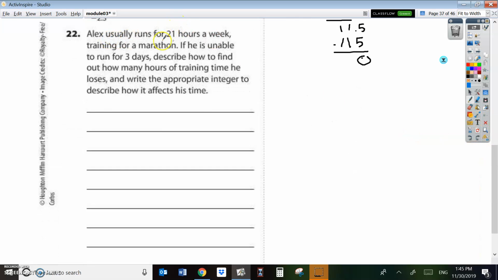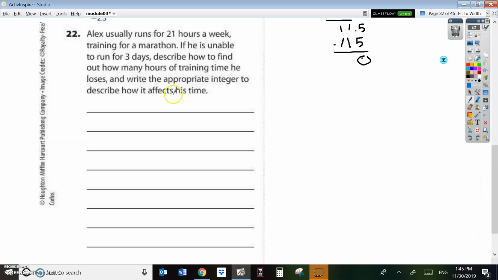Okay, Alex usually runs 21 hours a week training for a marathon. If he is unable to run for 3 days, describe how to find out how many hours of training time he loses, and write the appropriate integer to describe how it affects his time.